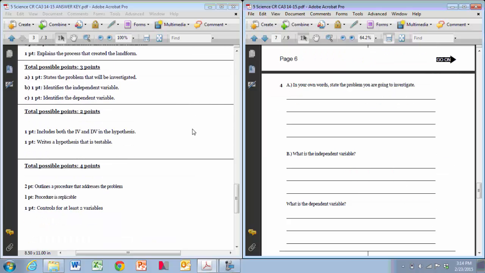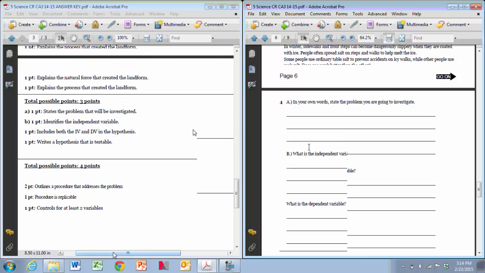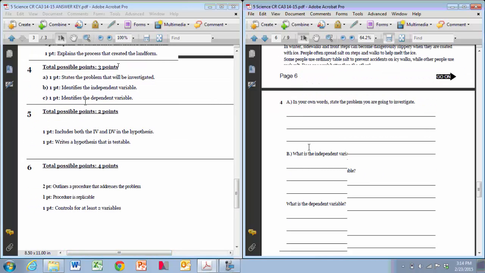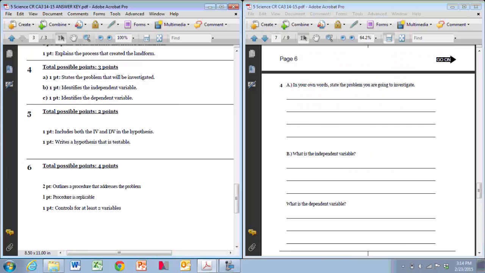So we get started. Number 4, come right over here. So number 4 right here is worth 3 points total for part A and B. The very first question asks them to state a problem. So they should state it in a testable question that they are able to test.